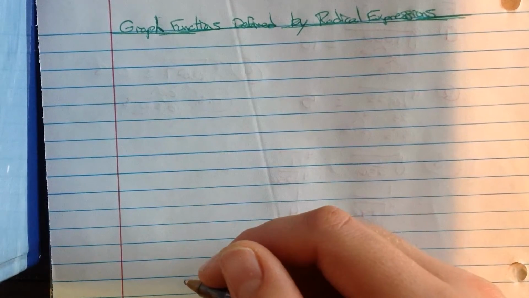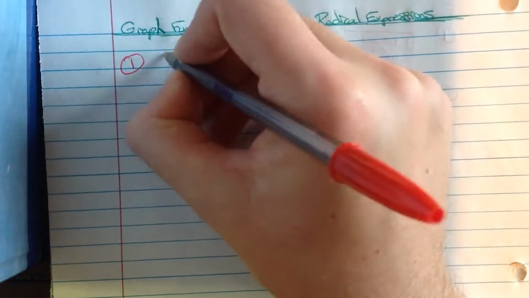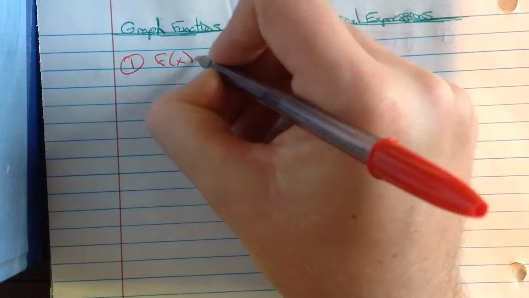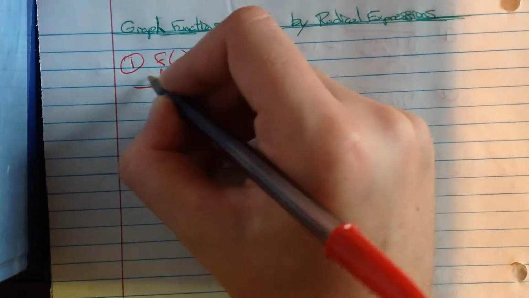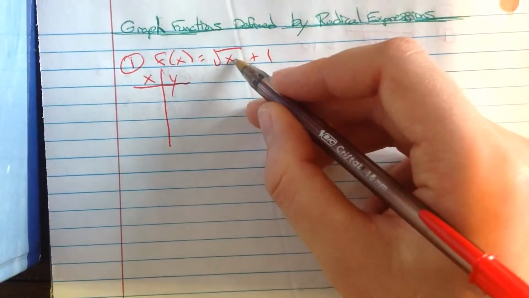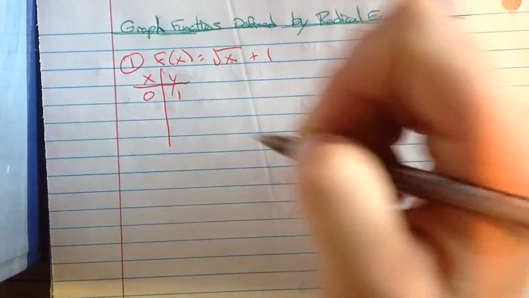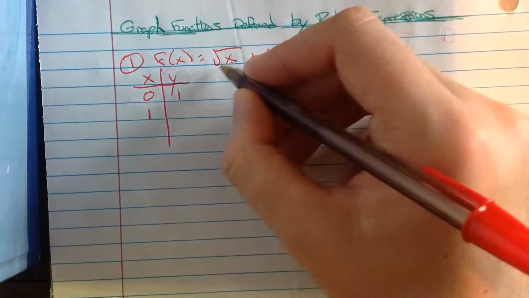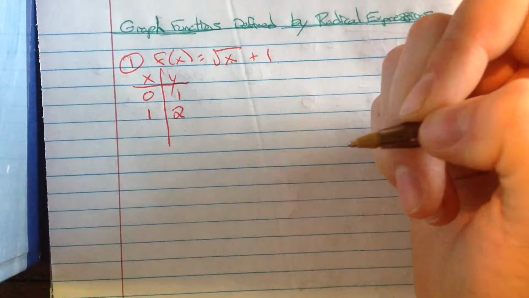Graphing functions defined by radical expressions. So I'm given f of x equals square root of x plus 1. If we build ourselves an xy table, if I plug in 0, I get 0 square rooted, which is 0, plus 1 is 1. If I plug in 1, the square root of 1 is 1, plus 1 is 2.